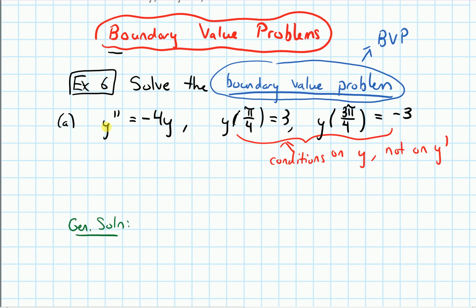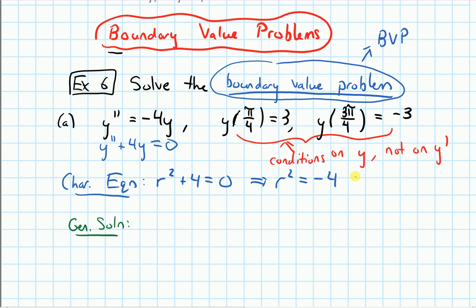Looking at this at first glance, it might not look like it's homogeneous, because one of the sides isn't equal to 0. But we can easily get it into that form if we move everything to one side. If I move everything to the left, we get y double prime plus 4y equals 0. Now we can write down the characteristic equation: r squared plus 4 equals 0. That means r squared equals negative 4, and square rooting this, we get r equals plus or minus 2i.